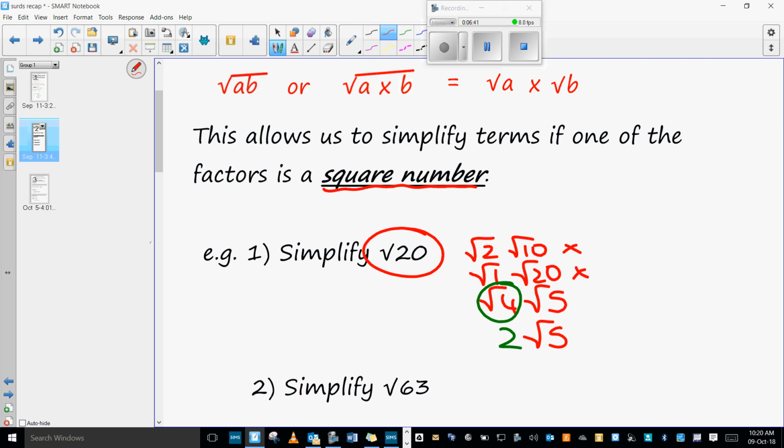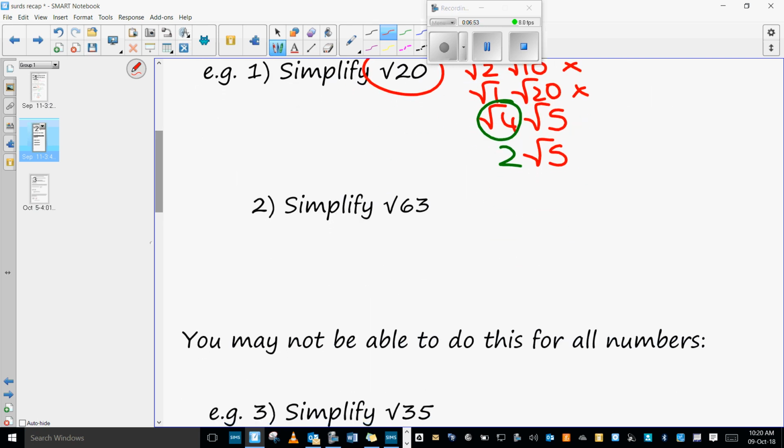It's no good to look for a factor that's not squared because we saw that it wasn't helpful. But if you find something that's a square number, we can make it a whole number. So if we've got root 63, any square numbers go into that? 9. 9 multiplied by 7. Yeah, 9 there.